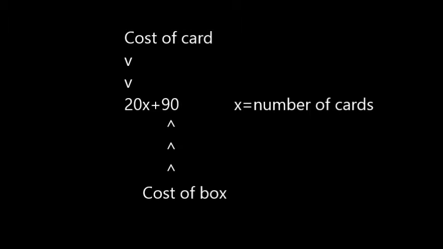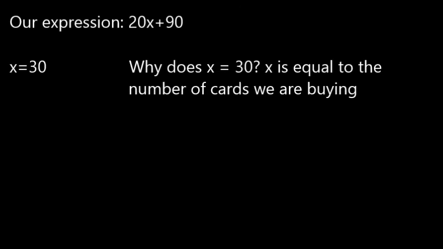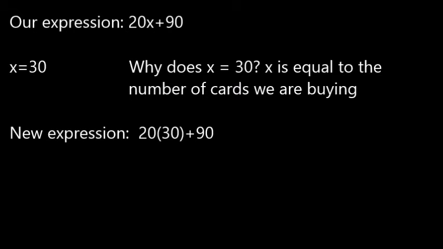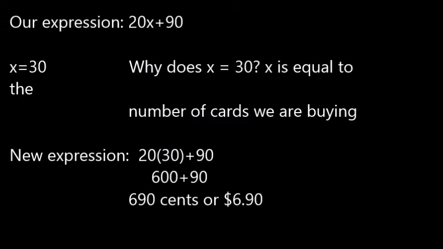So we could use our expression here to figure out the cost of however many cards we buy. So if we wanted to buy a box of 30 cards, we're just going to replace that x with 30, because x represents the number of cards. So once we evaluate that, we can just plug it in and go 20 times 30 plus 90. So what is the total cost of 30 cards? Well, it's going to be 690 cents, or $6.90. So this is what we're talking about when we are substituting into our expression for the variable to evaluate it.